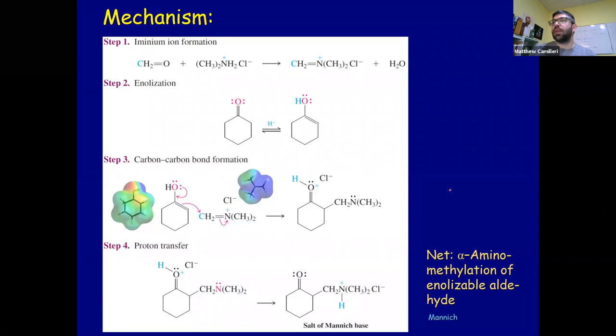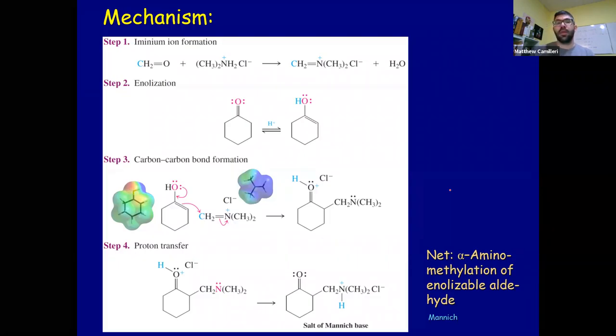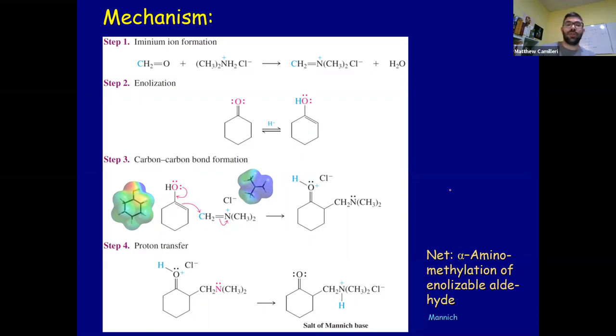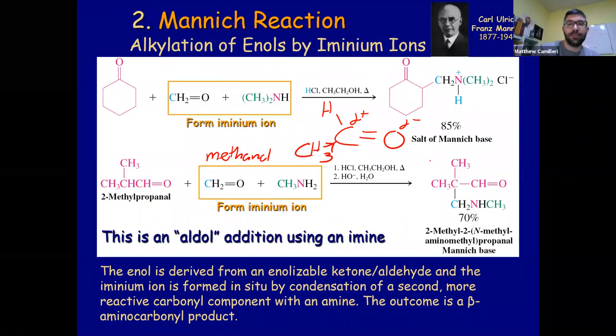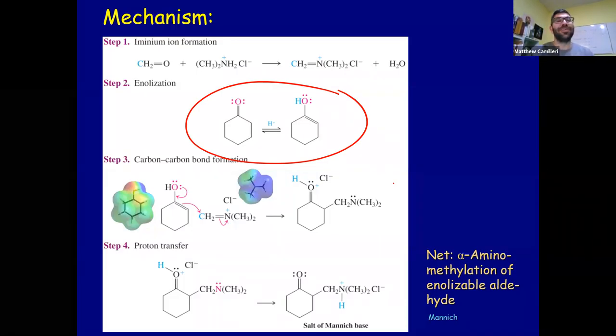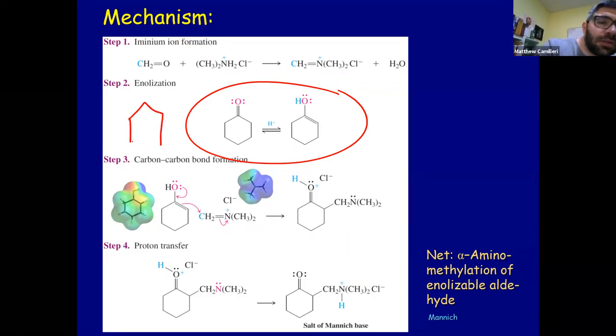So step one is going to be the iminium ion formed, and step two is enolization. Now, step three is the reaction of the enolate with the iminium ion. So remember here, because you can't see me pointing, in this one, it's very important to note that this is normally done with an acid or a base. But what this officially ends up being is equivalent to something like this.